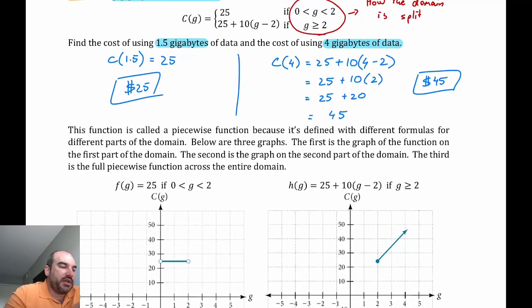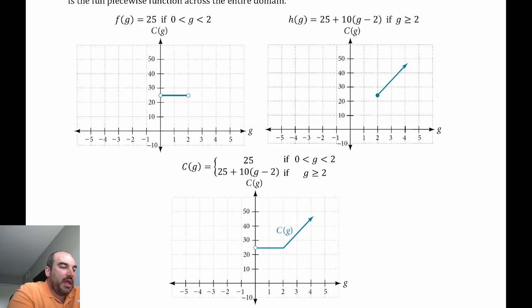So if we look at our function here, remember it has two pieces. We're going to graph those two pieces in their respective domain regions. Between 0 and 2 on the g-axis, we're going to graph the f of g equals 25 function. And that's just a flat horizontal line. Since we're graphing it from 0 to 2, we see a horizontal line from 0 to 2.